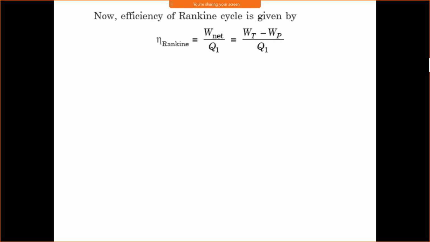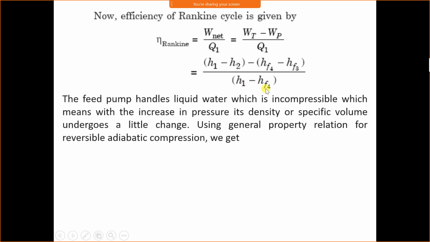Now, efficiency of the Rankine cycle is output upon input, and output is the net work output, and input is the heat supplied from the furnace to the boiler. Now, what is net output? We are getting work done from the turbine and we are using some part of that work to run the pump. Therefore, net work is WT minus WP, and Q1 is heat supplied. Now, WT, work done in the turbine, is H1 minus H2, and work supplied to the pump is HF4 minus HF3, and heat supplied to the boiler is H1 minus HF4.